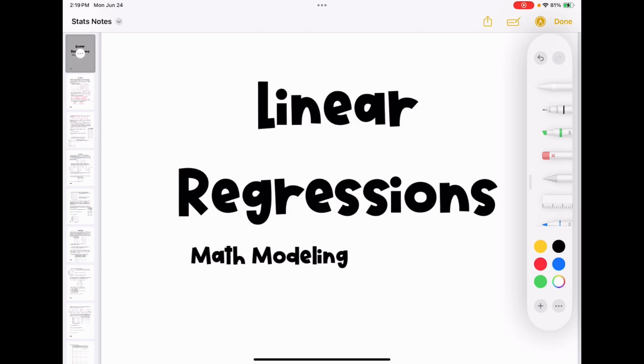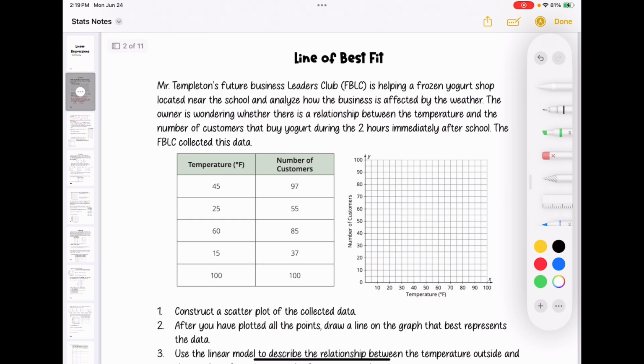All right, today we're going to be looking at the linear regressions packet, and we're going to be on the first 2 pages talking about line of best fit. So a line of best fit is basically just a linear representation of the data that allows it to be most accurate with all the points given in whatever data set you're looking at. So let's look at this first example.